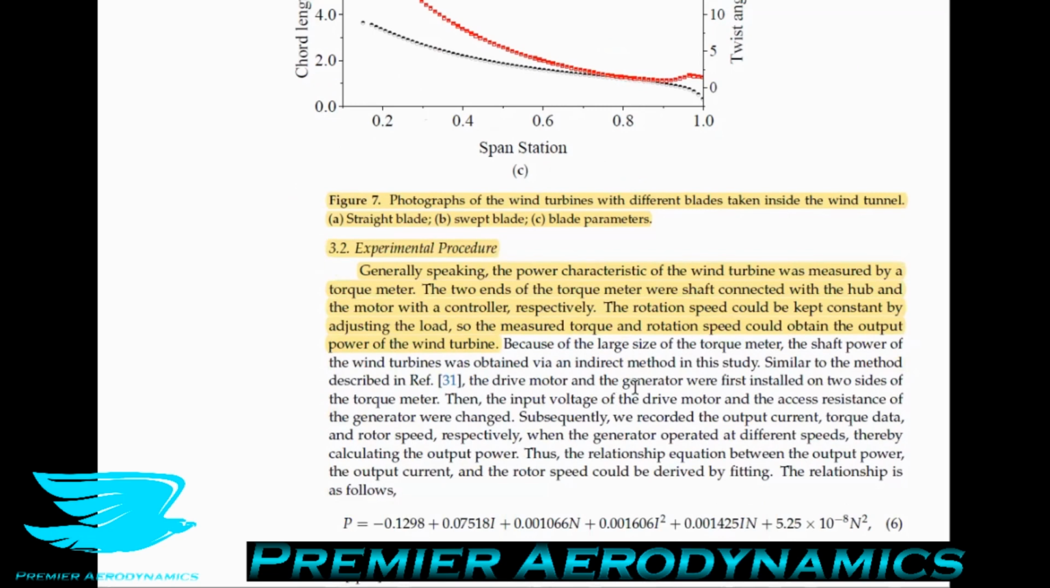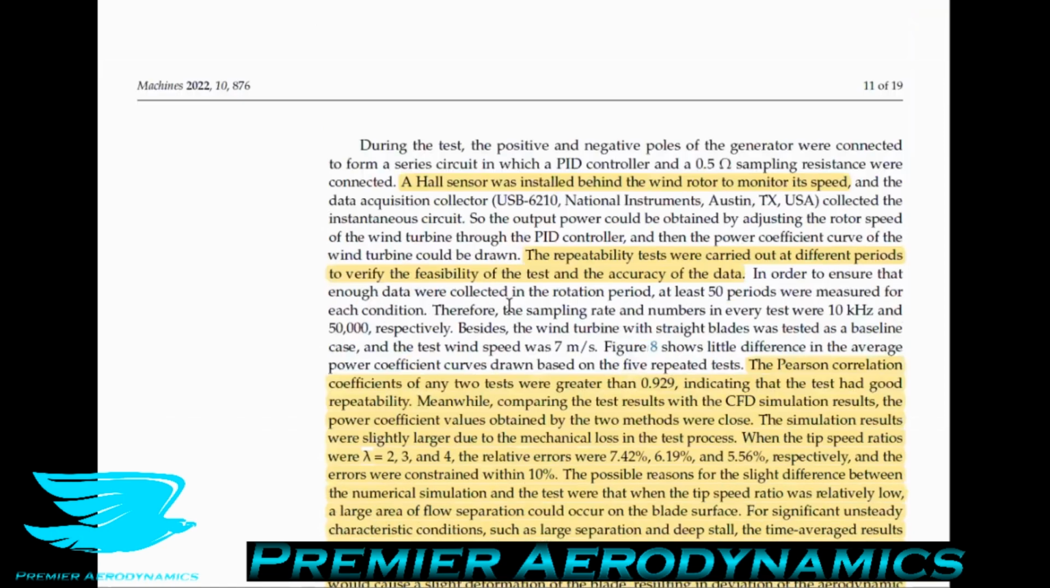So in the experimental procedure, they say, generally speaking, the power characteristics of the wind turbine were measured by a torque meter. The two ends of the torque meter were shaft connected with a hub and the motor with a controller, respectively. The rotation speed could be kept constant by adjusting the load, so the measured torque and rotation speed could obtain the output power of the wind turbine. So that's how they found that there. They say that a Hall sensor was installed behind the wind rotor to monitor its speed. So a Hall sensor is just a small sensor that can pick up magnetic fields, and they're very common. You can buy them for like $1. That's what they're using here.